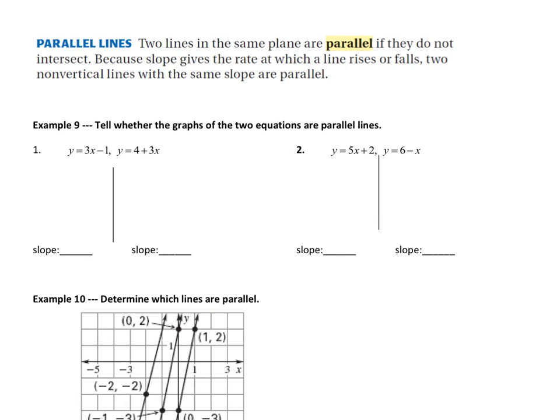Okay, so we're getting near to the end here. We're going to talk about parallel lines, which are two lines that have the same slope and never intersect. Hopefully you've heard of lines never intersecting, or two lines that are parallel never intersect. So we're going to look at example 9, which is asking us to tell whether the two equations are parallel or not. We're going to do example 1, and then you'll try example 2 on your own. So first, looking at example 1.